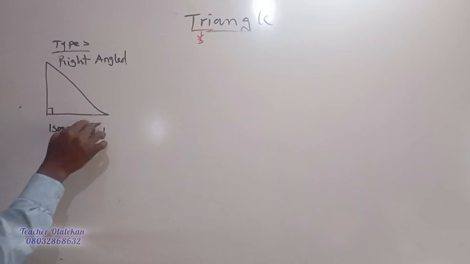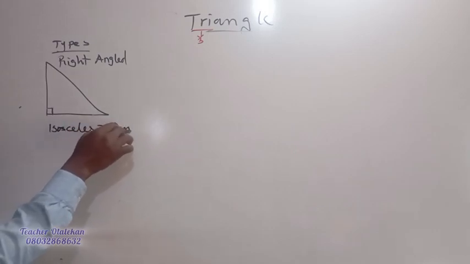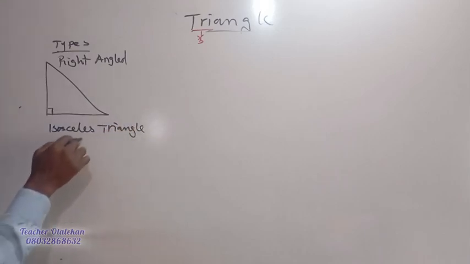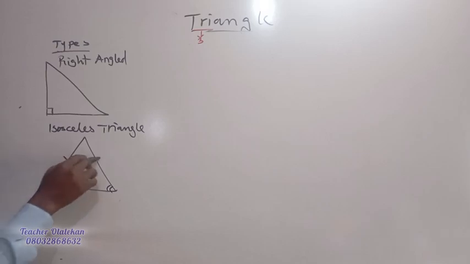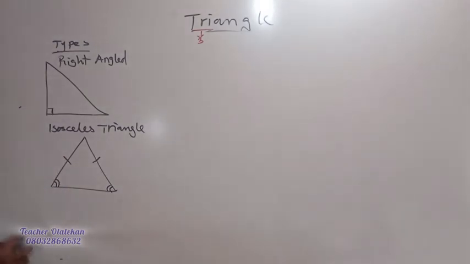Isosceles triangle. The isosceles triangle is a triangle in which the base angles are equal. So base angles are equal. Are you getting it? And 2 sides are equal. So how do you know an isosceles triangle? 2 sides are equal, and the sides that are equal face a particular angle like this one, which are also what? Equal. Can you see that now?